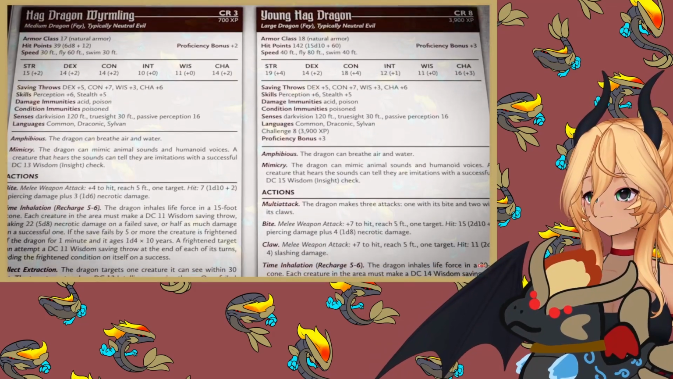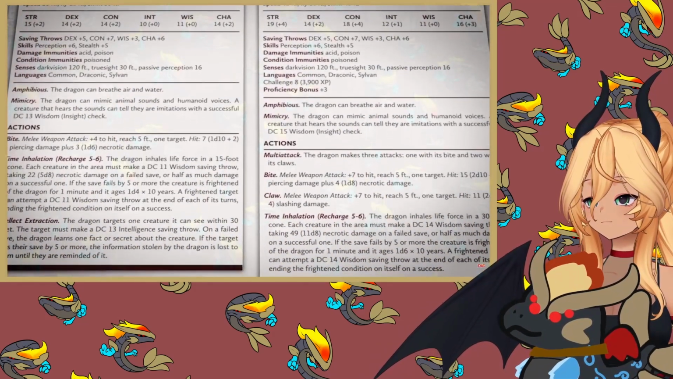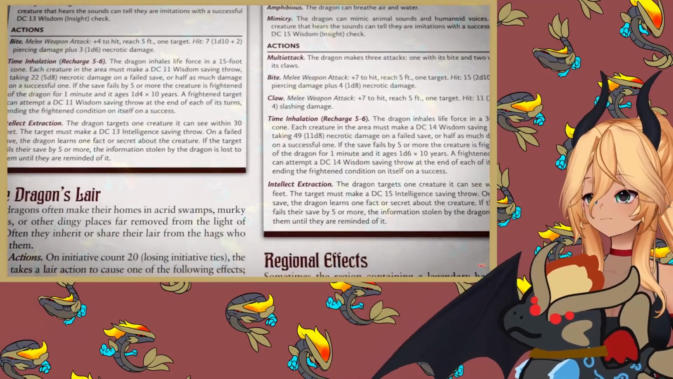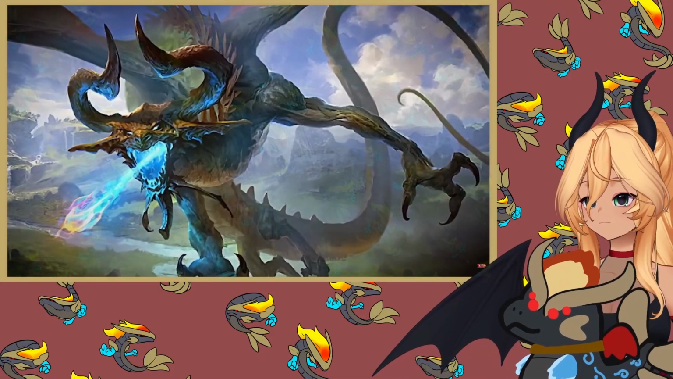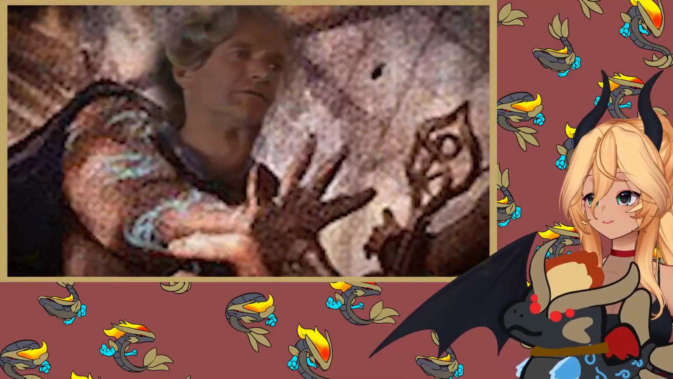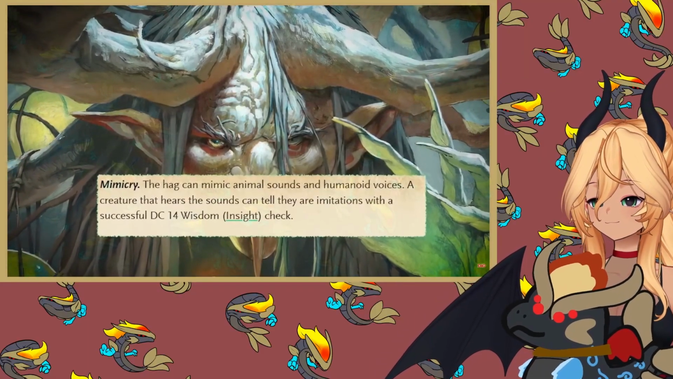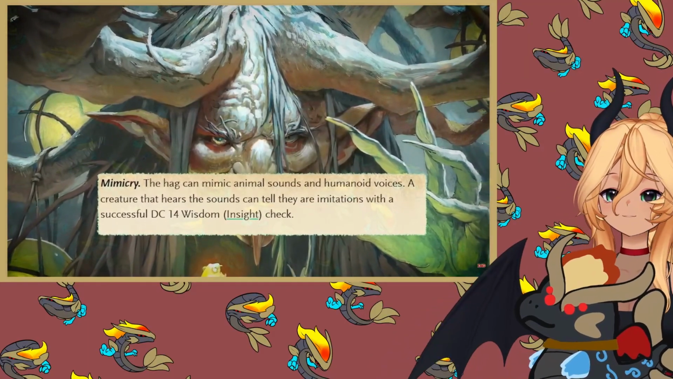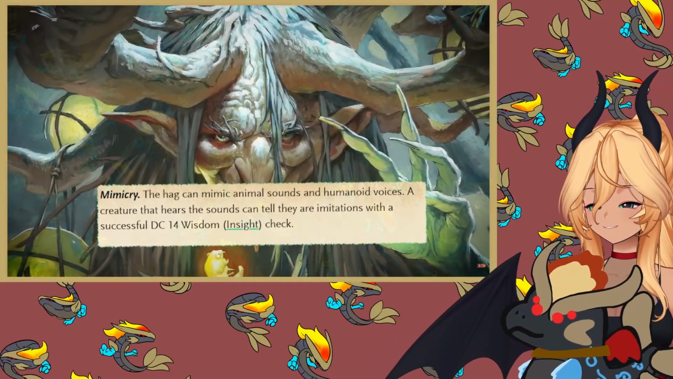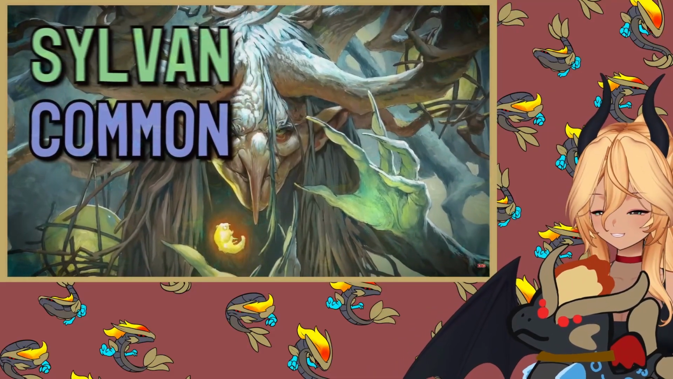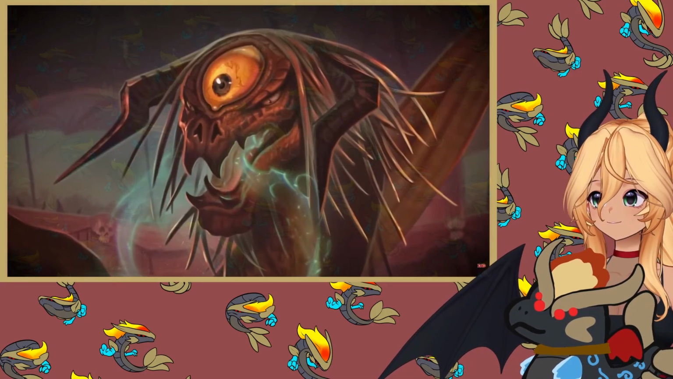But as far as the actual actions and traits on this creature's sheet, it can do all the stuff that dragons normally get to do, of course. It claws, it bites, it causes people to be afraid. But this creature also has a lot more to offer than your typical draconic monster. It borrows the green hag's mimicry trait, allowing it to recreate both animal sounds and humanoid voices. And of course, it can speak Sylvan and Common immediately from birth.